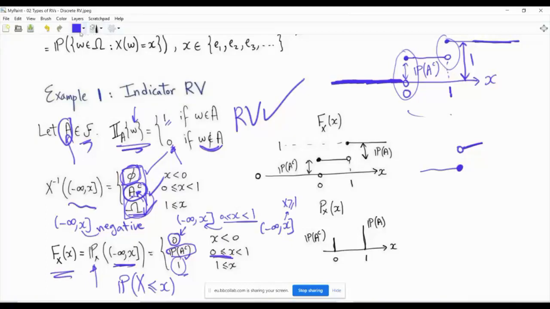What about the PMF? What about for discrete random variables? In many cases, it is easier and more useful to work with the PMF, the probability mass function. For the probability mass function, we ask ourselves, what is the probability of big X equals small x, which is denoted as such? What is this probability?